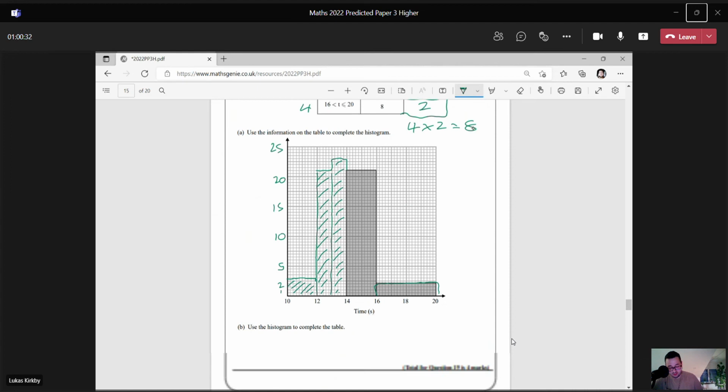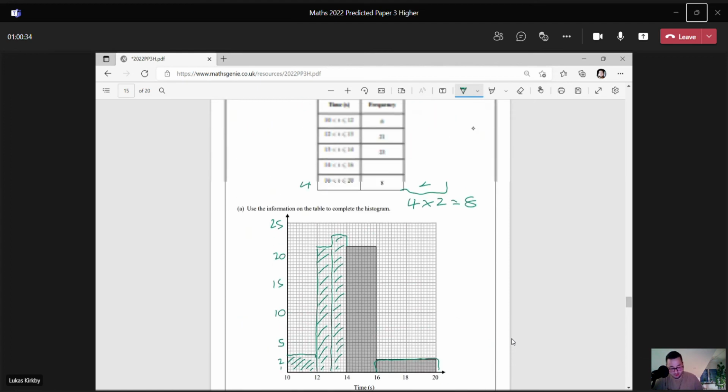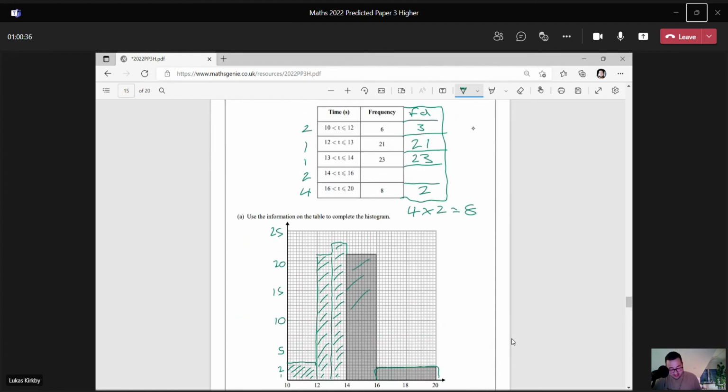And then finally, it says use the histogram to complete the table. So we just want to look at this thing here. So the width is 2. And we want to think, well, 2 times what is going to give me 21? Yeah, so this frequency density is 21. So the frequency density is 21, so then we just want to do 2 times 21, which is 42. And that's going to give us our frequency between 14 and 16.